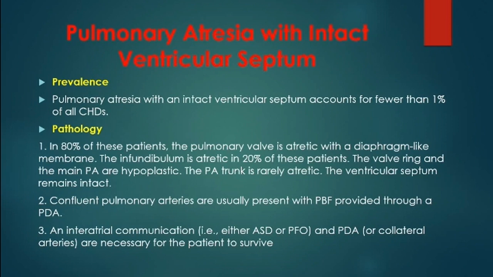Usually, the pulmonary arteries are confluent, which means both pulmonary artery branches are in direct continuation with the main pulmonary artery. And in such cases, the pulmonary blood flow is only provided through a PDA or collaterals. And for survival, a patient needs an adequate interatrial communication and a PDA.